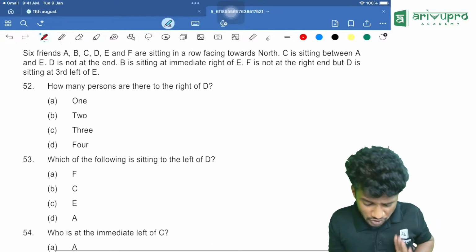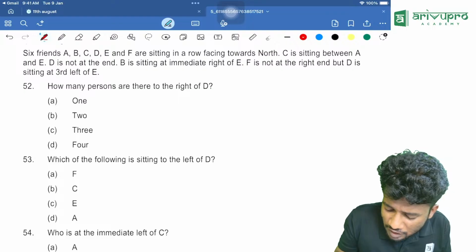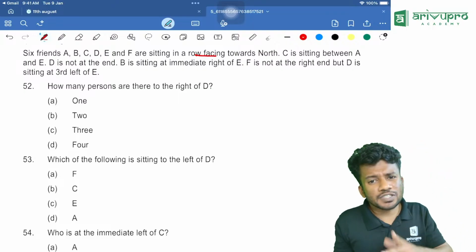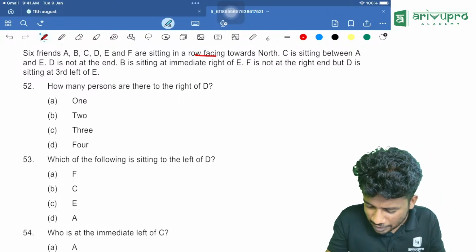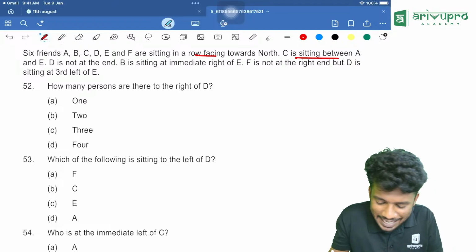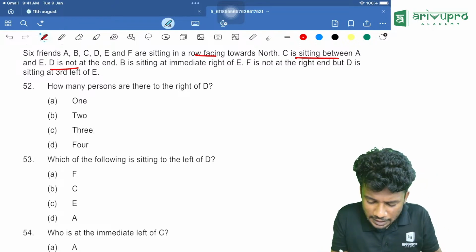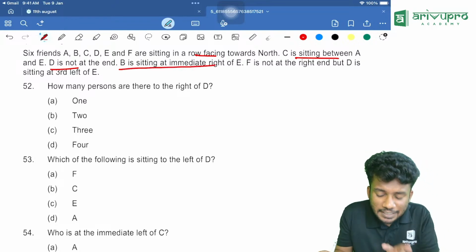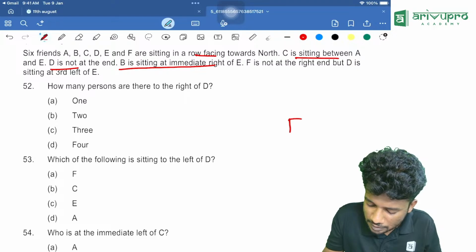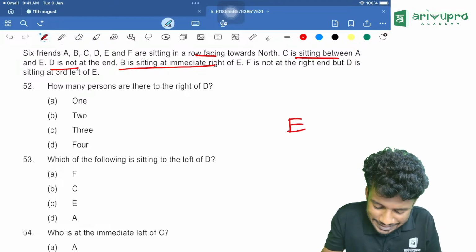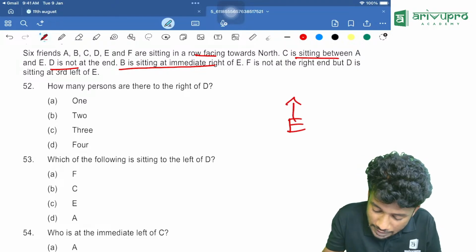Now, 6 friends A, B, C, D, E, F are sitting in a row facing towards the south. So the seating arrangement begins again. Linear arrangement. C is sitting between A and E. D is not at the end. B is sitting at the immediate right of E. So I am starting with that.